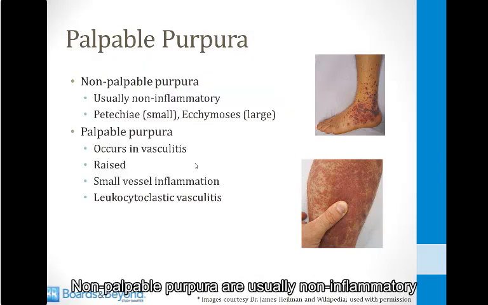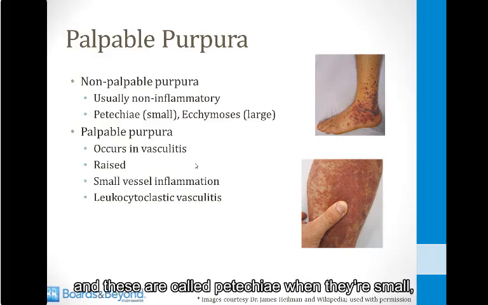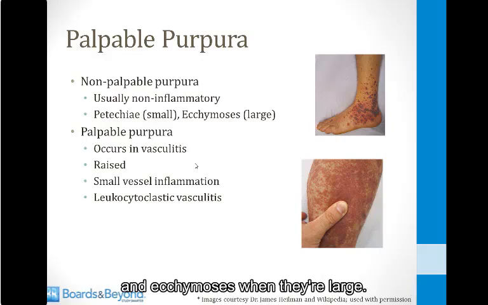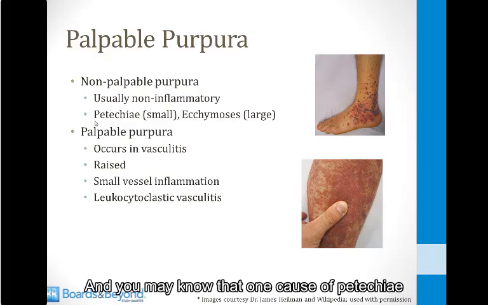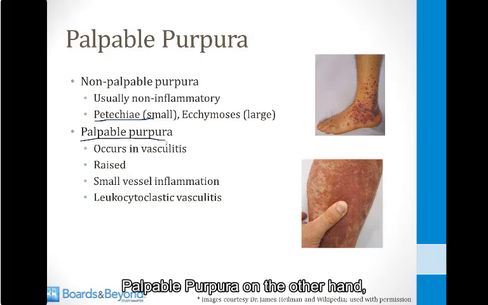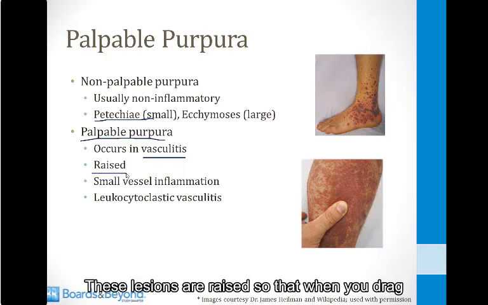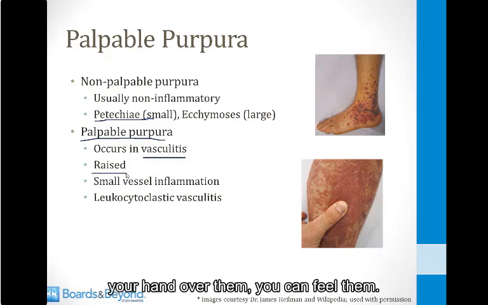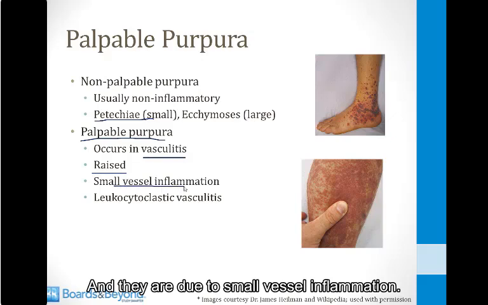Non-palpable purpura are usually non-inflammatory, and these are called petechiae when they're small and ecchymoses when they're large. And you may know that one cause of petechiae is thrombocytopenia, so this is non-inflammatory loss of blood in the small vessels of the skin. Palpable purpura, on the other hand, only occurs in vasculitis. These lesions are raised so that when you drag your hand over them, you can feel them, and they are due to small vessel inflammation.